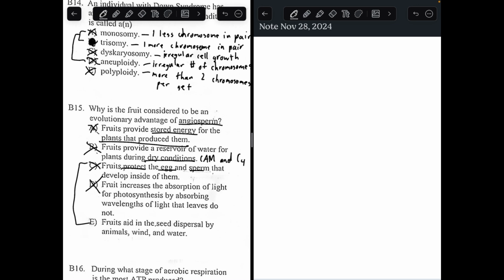E: Fruits aid in the seed dispersal by animals, wind, and water. That's what they do. They aid in seed dispersal, not egg and sperm dispersal, seed dispersal. So the answer to number 15 is going to be letter E.